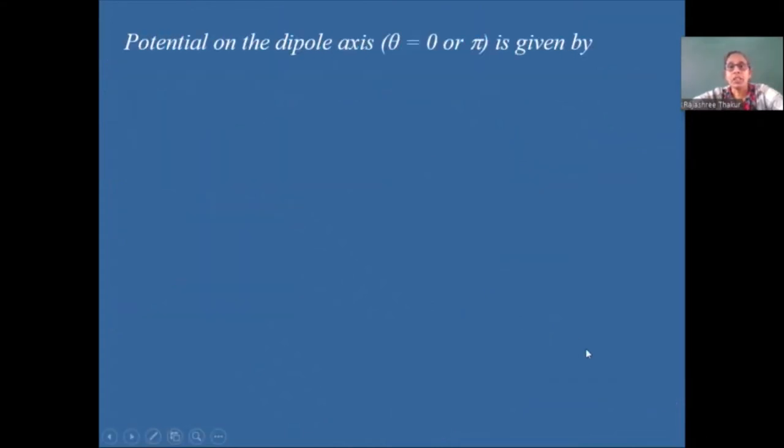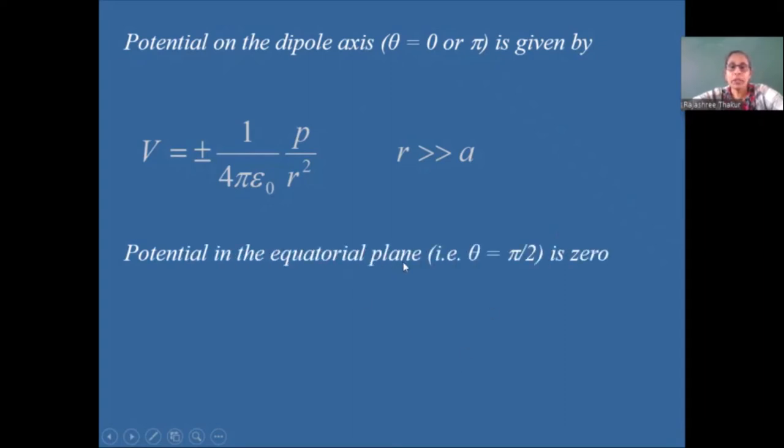Now potential on the dipole axis, that is when theta is 0 or pi, is given by V is equal to plus or minus 1 upon 4 pi epsilon 0 p upon r square. Now plus sign is when theta is 0 and minus sign is when theta is pi. So potential in the equatorial plane, for any point on the equatorial plane of a dipole, the potential is 0 because theta is pi by 2.